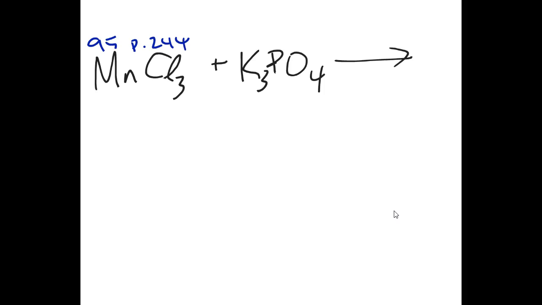Okay, so this is a double replacement reaction, which means that the cations are going to switch places, basically. You're just doing a big square dance. So manganese is going to switch places with the potassium. Or you could look at it this way, that the chloride is going to switch places with the phosphate. Now, we've got a couple of issues here that came up in class.